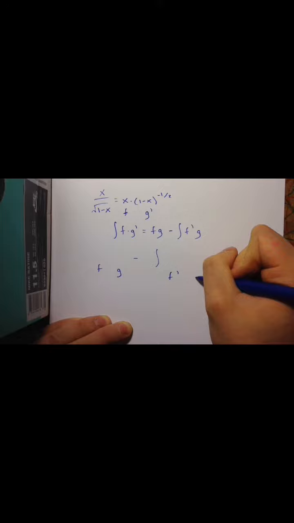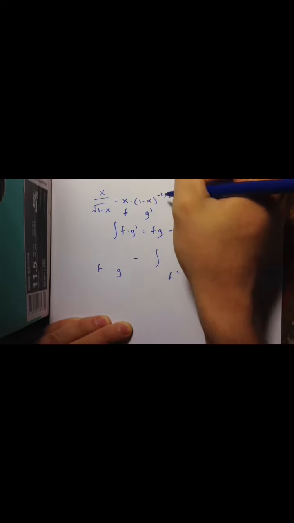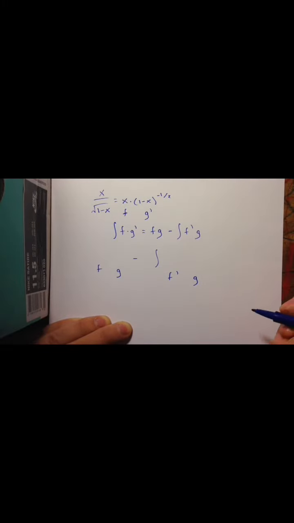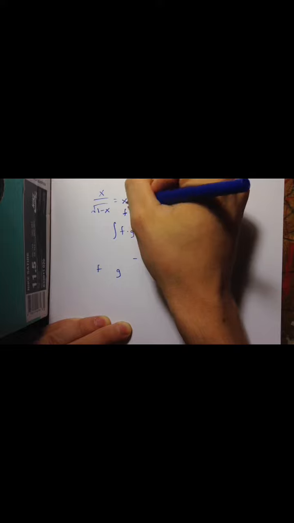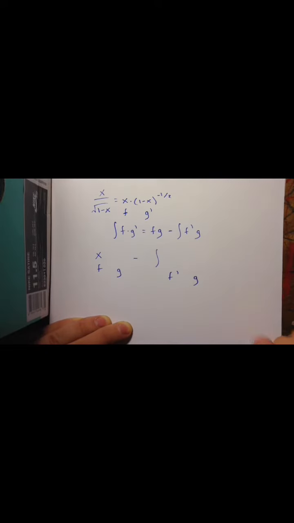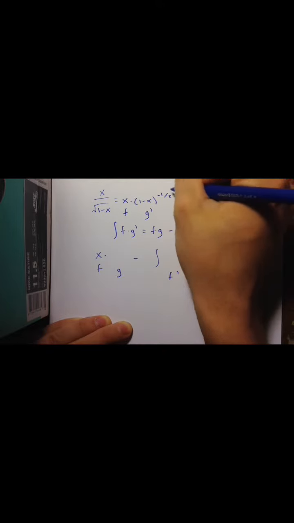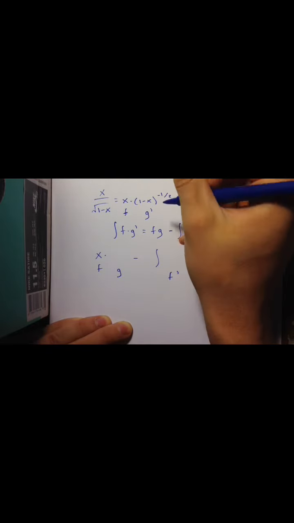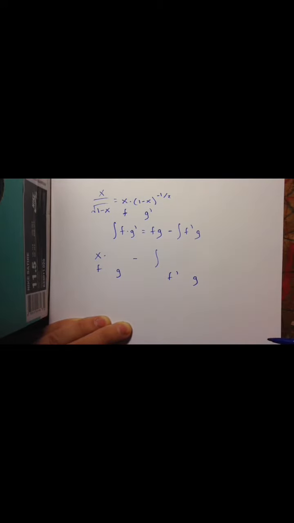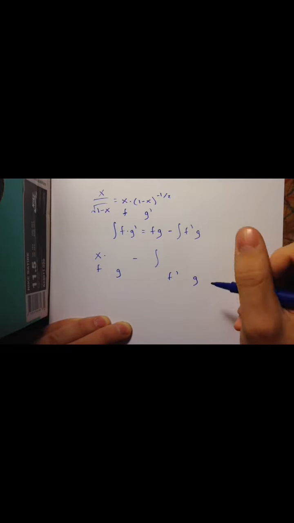F derivative times g. And then we can just fill this in using our function right here. So let's just go ahead and do that right now. So f is, well, x is f, so we'll just do that right there. And then g is going to be the integral of this, because remember, this is our derivative. So we have to take the integral of 1 minus x to the negative 1/2. And so let's just go ahead and do that right now.